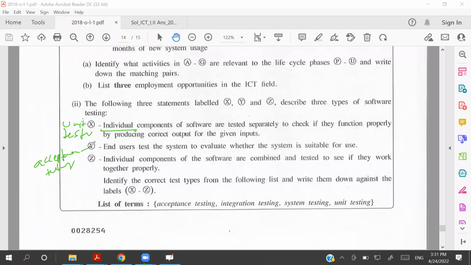And the last one, individual components of the software are combined and tested to see if they work together properly. This is called integration testing. Right, so if those three are there, take another three marks.